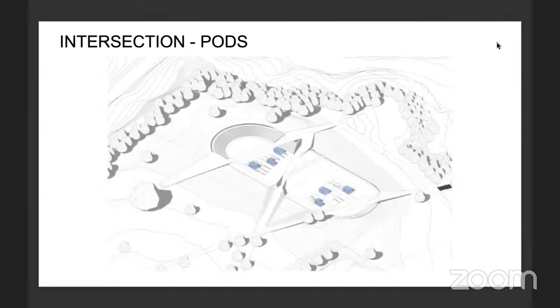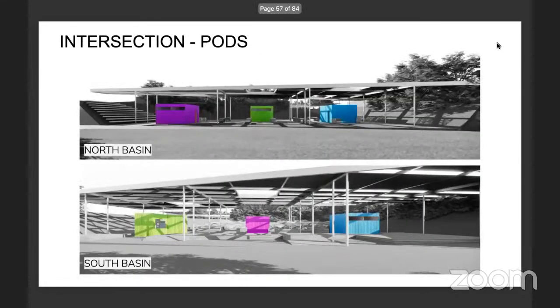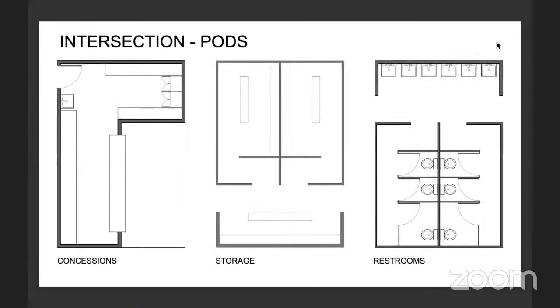The third additive element is the pods, highlighted here in blue. These pods hold necessary programs such as concessions, storage, and restrooms, providing functionality and amenities proposed in the reservoir. And here are some plans of the concession, storage, and restrooms.